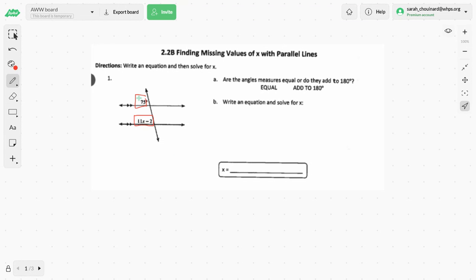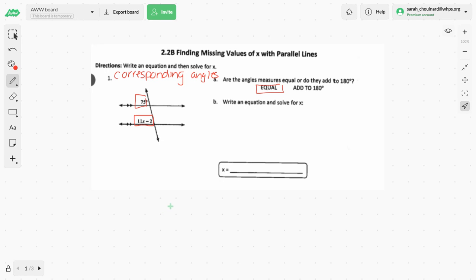So since they're both in top left corners, these are corresponding angles. That's the vocab term for it, corresponding angles. And so are they equal or do they add to 180? These angles are always congruent, and you can kind of tell. They're both acute angles, so they are congruent.